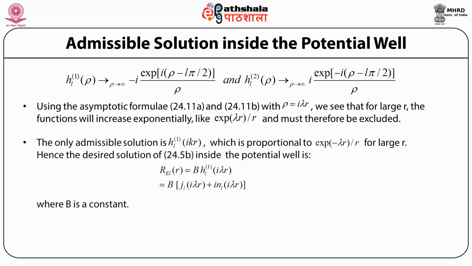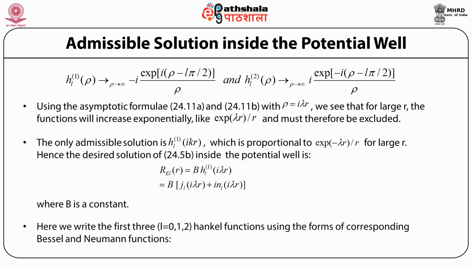The only admissible solution is h_l^(1)(iκr), which is proportional to e^(-λr)/r for large r. Hence, the desired solution of 24.5b inside the potential well is R_El(r) = B h_l^(1)(iλr) = B[j_l(iλr) + i n_l(iλr)], where B is a constant.